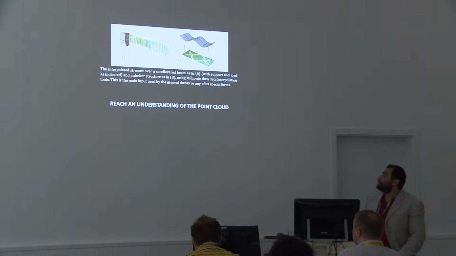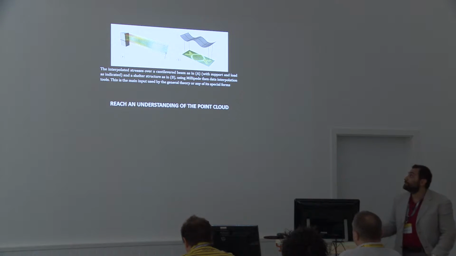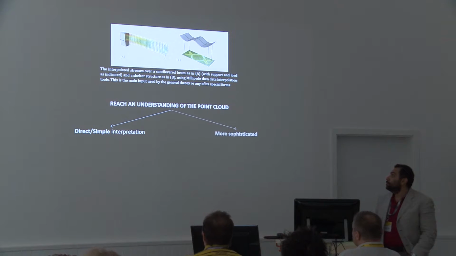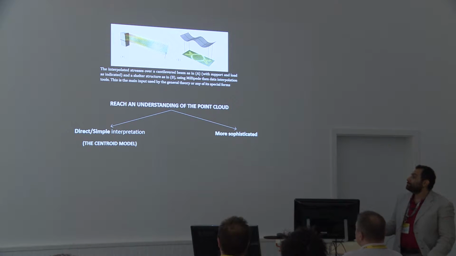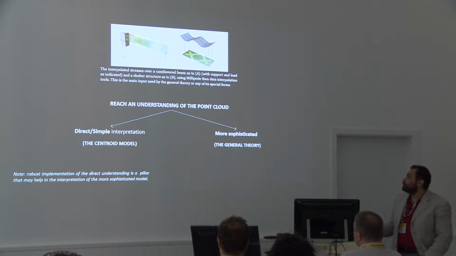Our task is to understand these points. This is the input of our task, and all we do is understand what these points represent and produce something optimal out of them. We can do this by a direct and simple interpretation or by a more sophisticated one. By a direct and simple interpretation we mean the centroid model, and the more sophisticated one is what we call the general theory. Actually, the general theory itself is going to be built on the simple, direct centroid model interpretation of this cloud.